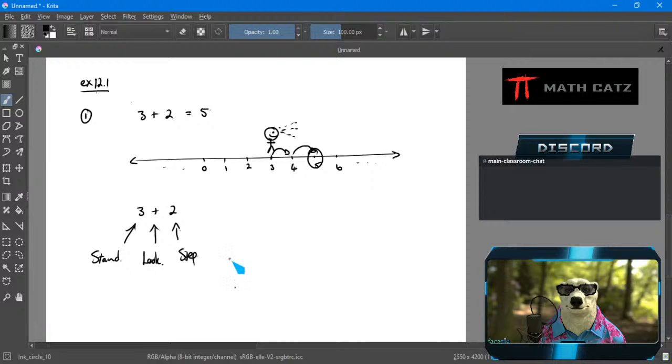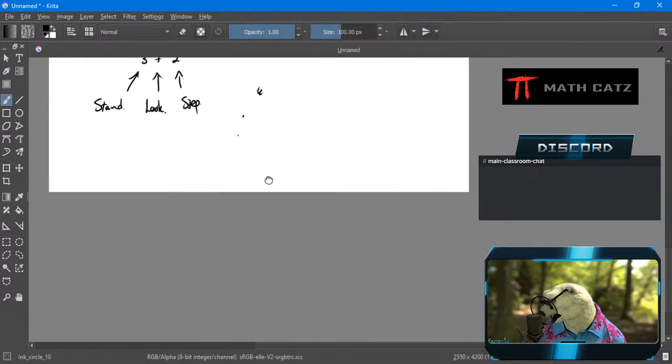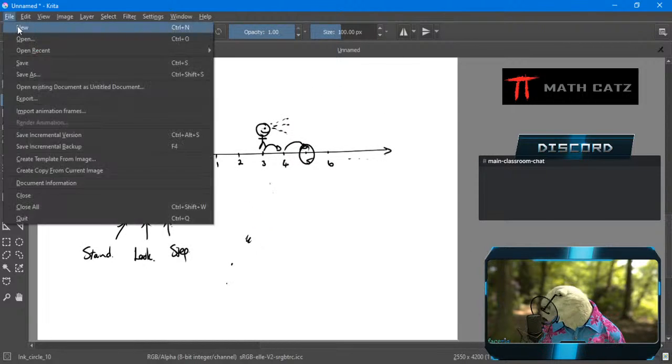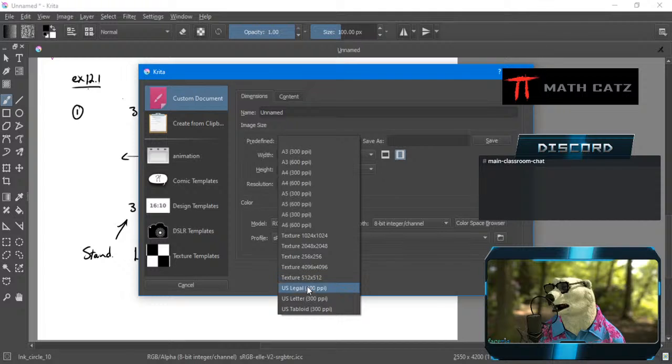I need to move my, can I not move my page? Why not? There we go. Oops, because I'm at the end of the page and I need to make a new one. That's why.